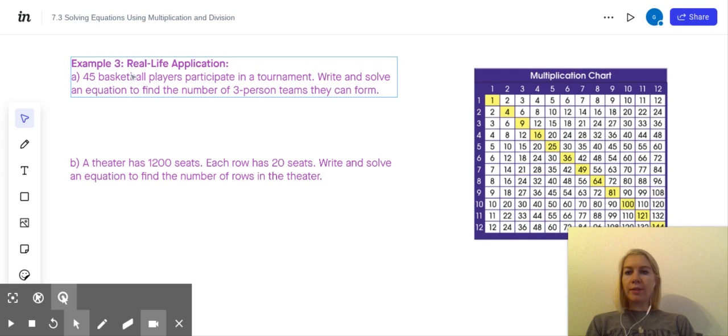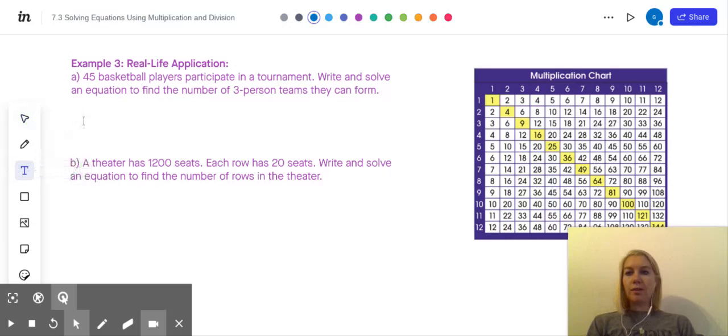Okay, let's go over example 3, real life application. This is part of chapter 7, section 3, solving equations using multiplication and division. Problem A says 45 basketball players participate in a tournament. Write and solve an equation to find the number of 3-person teams they can form.